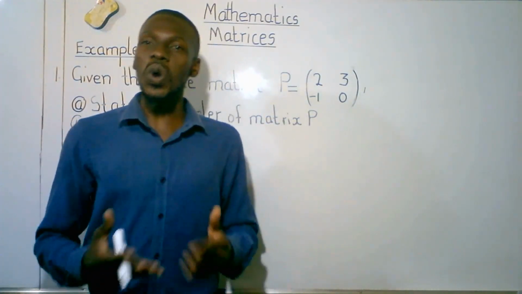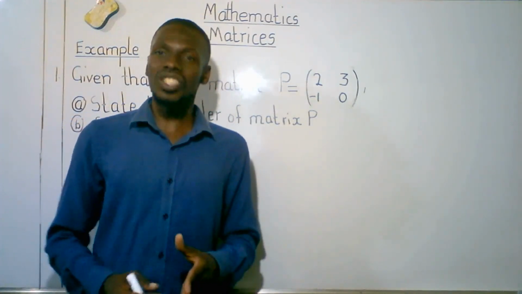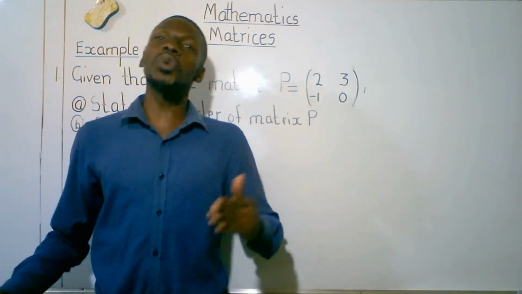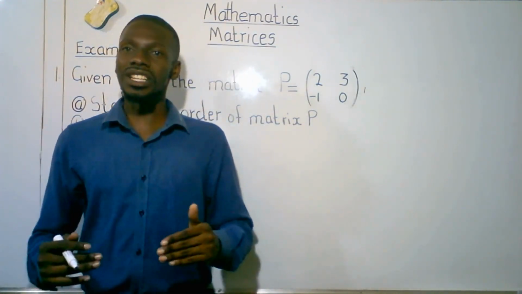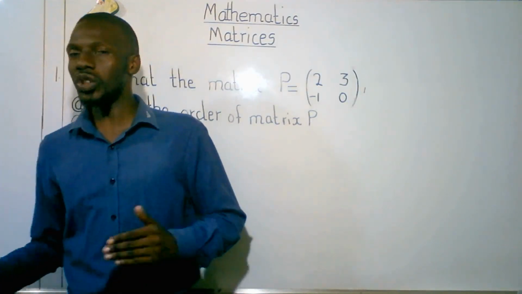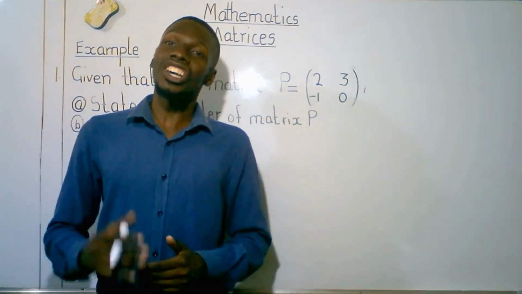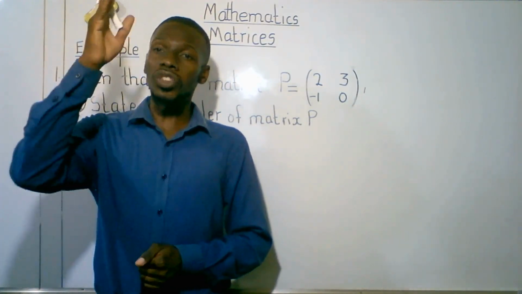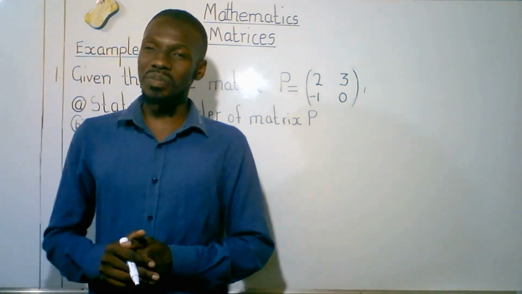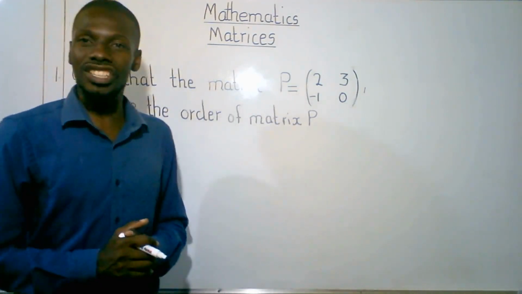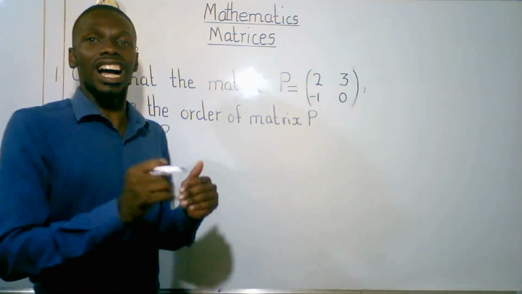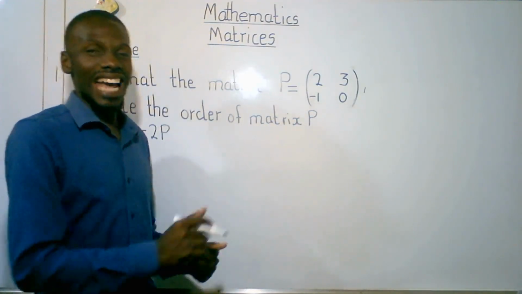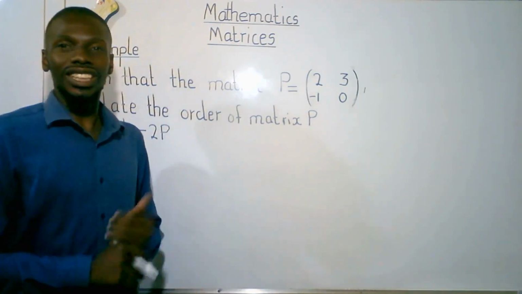So what are rows? Rows are the number of lines of elements running from left to right, while columns are the lines of elements running from north to south, or top to bottom. So when we look at this matrix, how many lines are running from left to right?